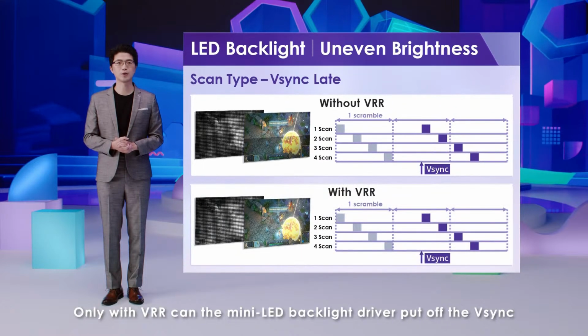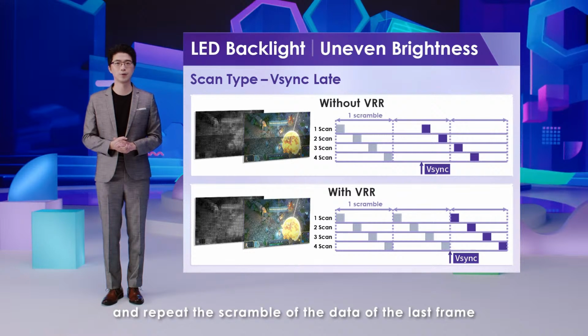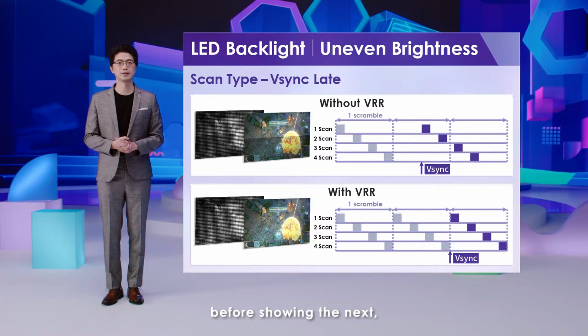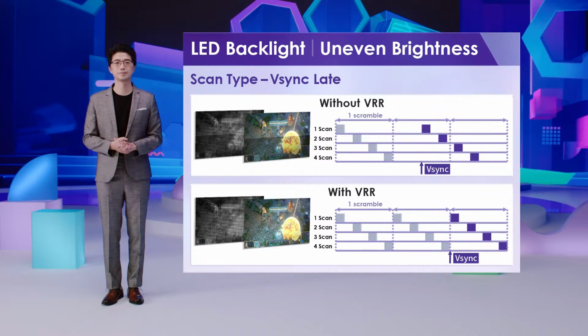Only with VRR can the mini LED backlight driver put off the VSync and repeat the scramble of the data of the last frame before showing the next, which effectively solves uneven brightness and restores the correct image.